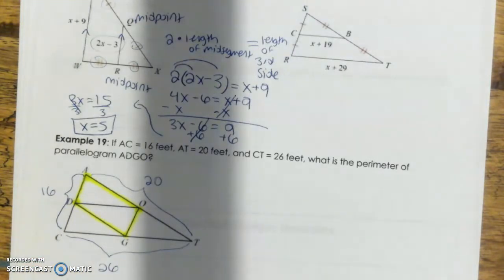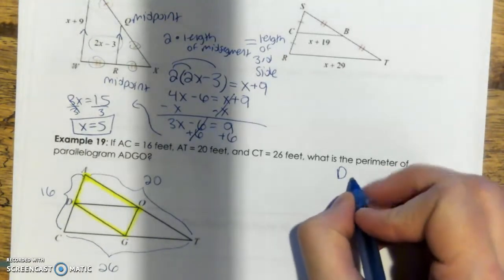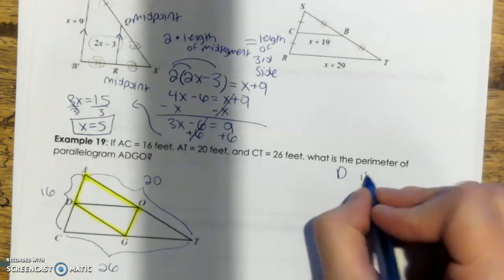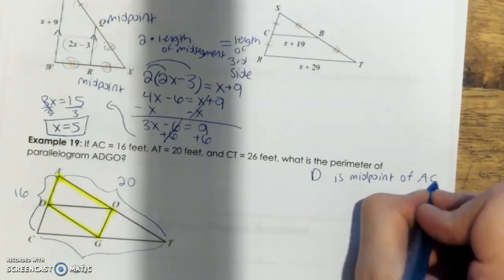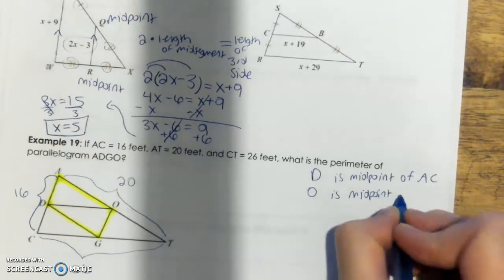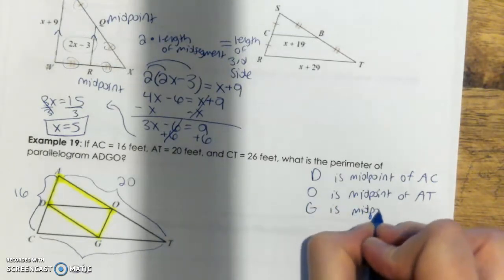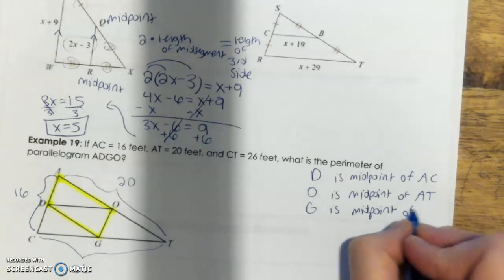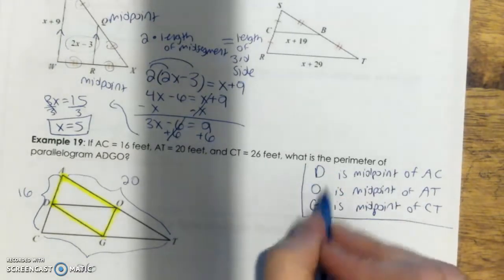So let's see what we got here. Okay, and one thing that the problem forgot to mention, I must have deleted it out. I apologize about that, but this is important. D is the midpoint of AC. O is the midpoint of AT. And G is the midpoint of CT. And that's the same for all the next 4 problems. So sorry I left out the dog.